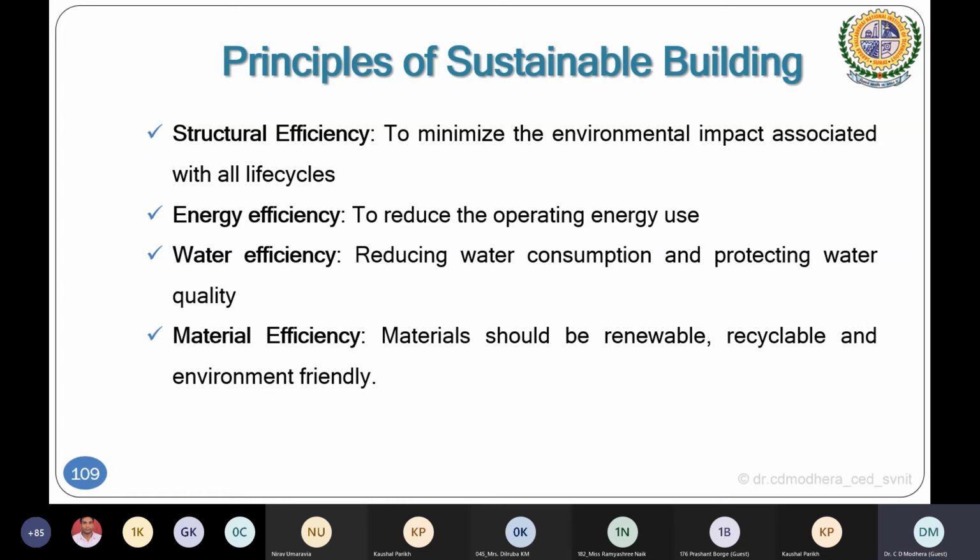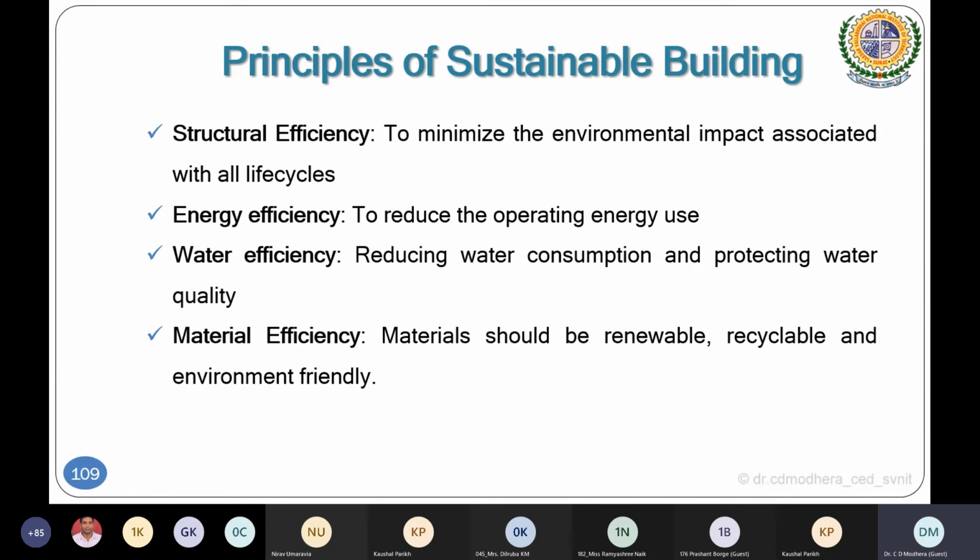And water efficiency, that means reducing the water consumption. Material efficiency: material should be renewable, recyclable, and environment friendly also. So I think these are the fundamental principles for sustainable building. We will talk with respect to buildings only. So these are the 4 parameters.